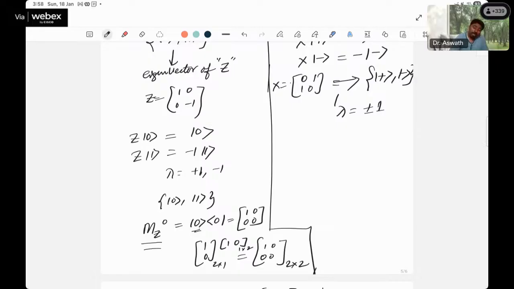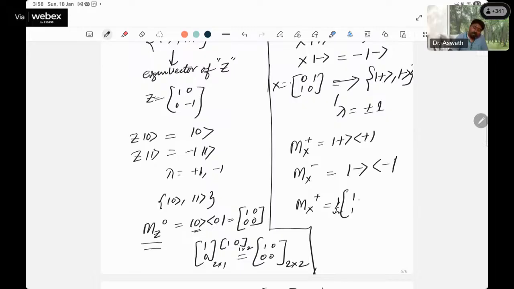So what I do is create a measurement tool for the plus state as the outer product of plus with plus, and the measurement tool for the minus state as the outer product of minus with minus. So by the way, what do I get here? What is the corresponding MX plus? It will be 1 by square root of 2 [1 1] times 1 by square root of 2 [1 1]. So what do you get? 1 by 2 [1 1; 1 1]. Right?